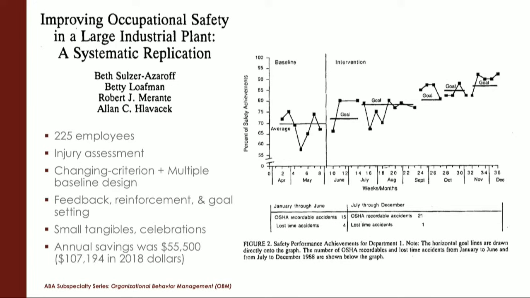And interestingly, they reported in this small factory $55,000 in savings, which is around $107,000 in 2018 money, which for a single factory of 225 people is significant. I mean, that would show up for sure. It's not a rounding error at all.